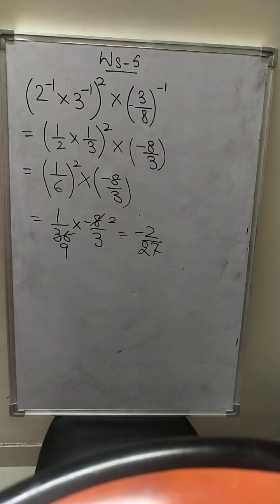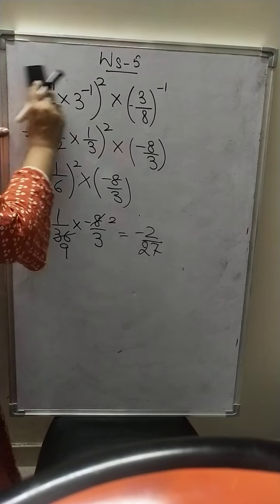So what is the answer of the second part I am getting? The answer of the second part is minus 2 upon 27. Fine. Now students, we will be doing the third part, and let us see what is there in the third part. So I am rubbing it off. It is 4 raised to the power minus 1.